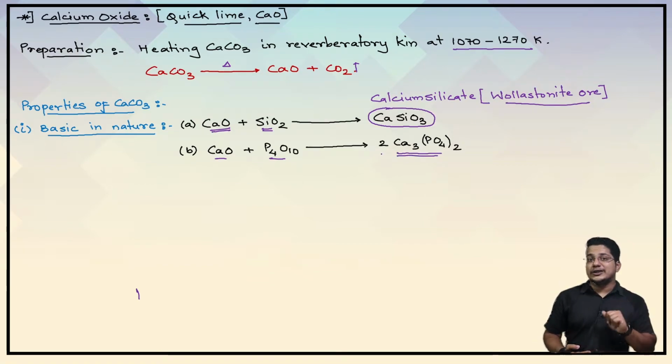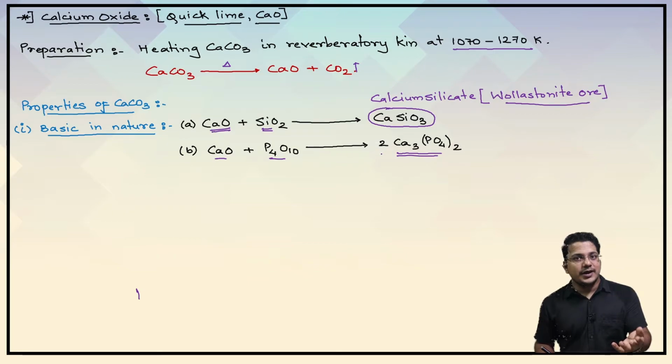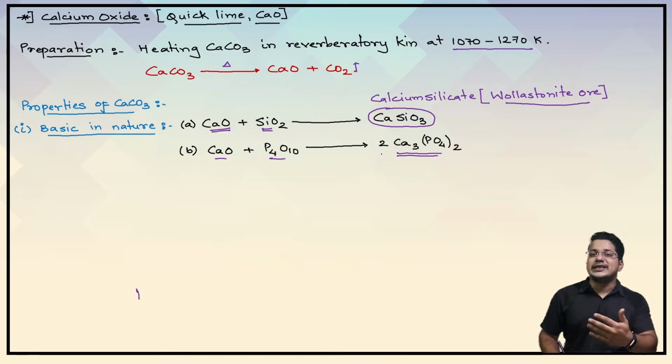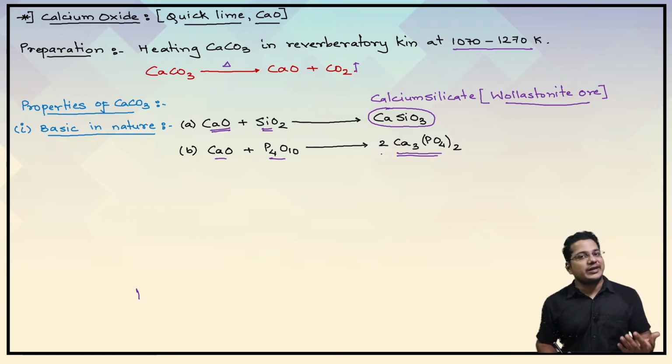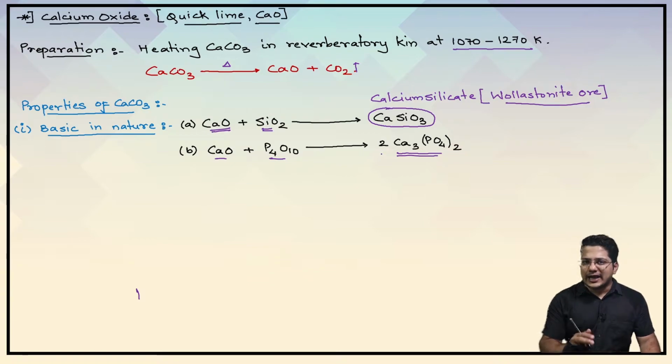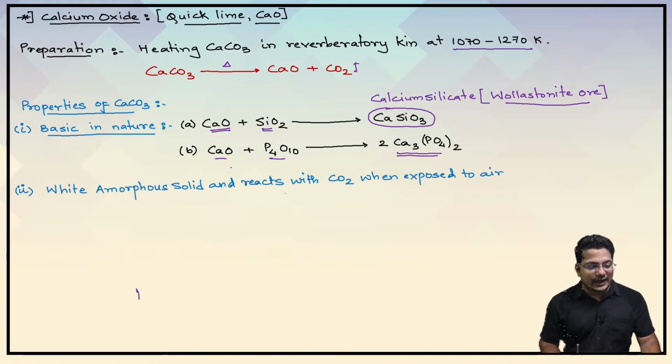तो if you talk about calcium oxide, ये एक बेसिक कंपाउंड था, and बेसिक कंपाउंड था इसलिए ये किसके साथ रिएक्ट कर रहा है, तो it is reacting with acidic oxides like silicon oxide या फॉस्फोरस ऑक्साइड्स. ठीक है. Further, if you notice, calcium oxide is a white amorphous solid. Now what do you mean by amorphous solid?